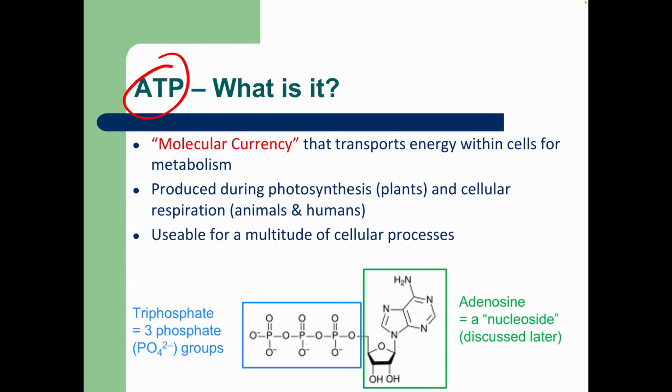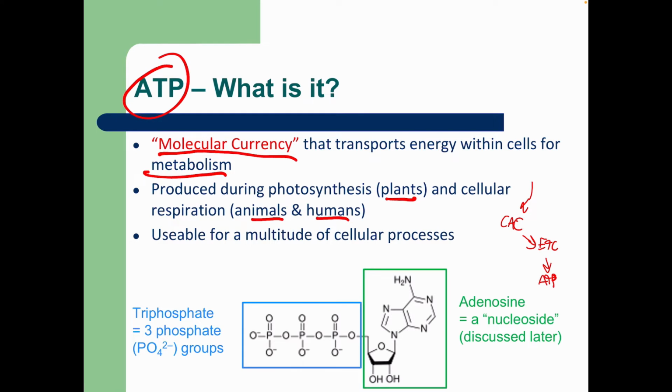So ATP is essentially the molecular currency that transports energy within cells for metabolism. So ATP is produced during photosynthesis in plants and cellular respiration in animals and humans. So as we talked about in biology, we get our glucose from eating plants or animals that have eaten plants, and we eat them. That glucose enters our glycolysis. Glycolysis enters the citric acid cycle after pyruvate oxidation, and this goes to the electron transport chain, and then we get our ATP. But again, more detail, go to biology.